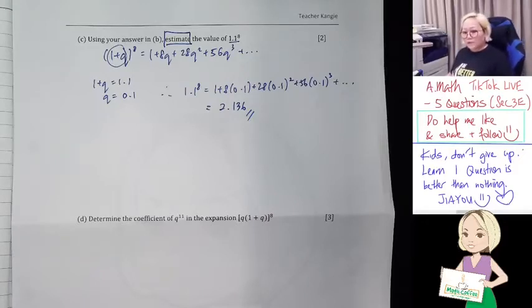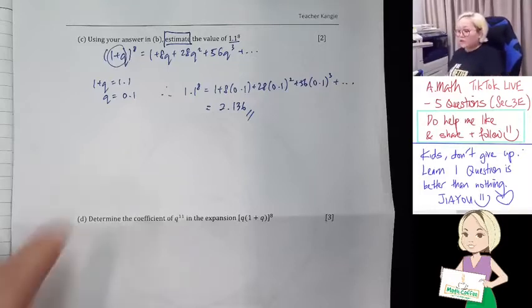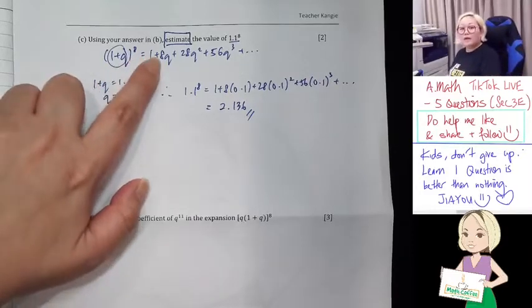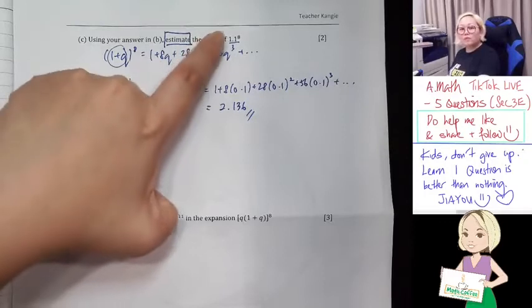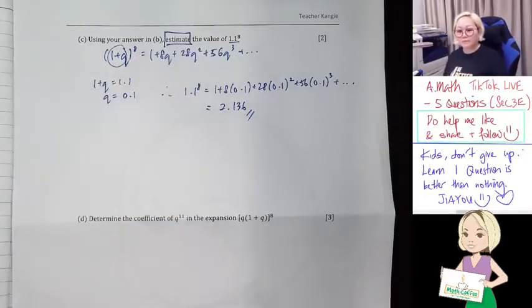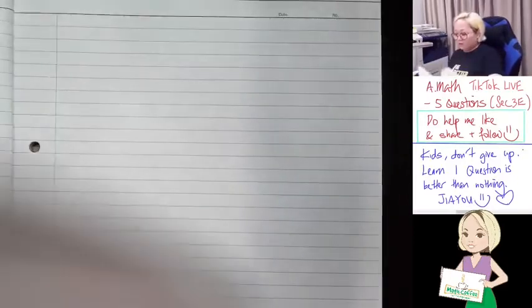How to find the coefficient? Which coefficient? Minecraft, well done. So actually it's just making use of the binomial theorem expansion to solve this 1.1 to the power of 8. What do you mean by finding coefficient? I don't understand.